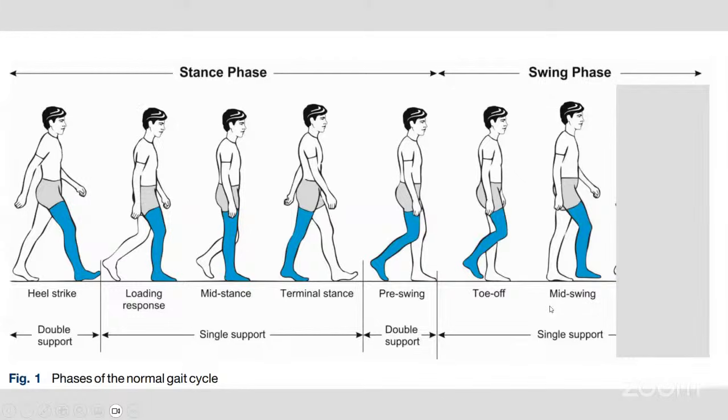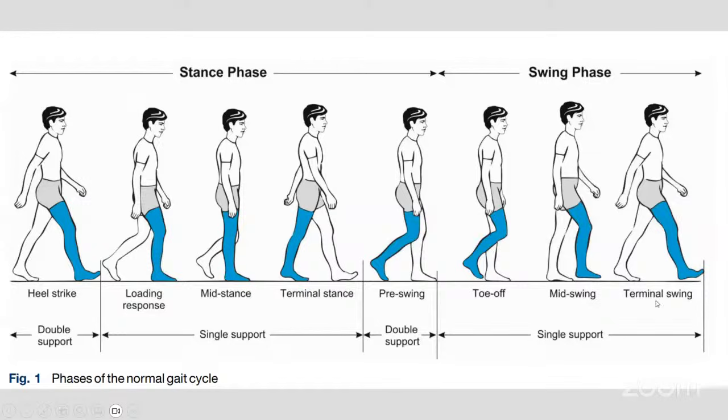In the mid swing, the foot clearance following the right knee flexion to the point where the tibia is vertical. That is mid swing. Terminal swing is from the point where the tibia is vertical to just before the heel contact of the right leg. This is the terminal swing phase.